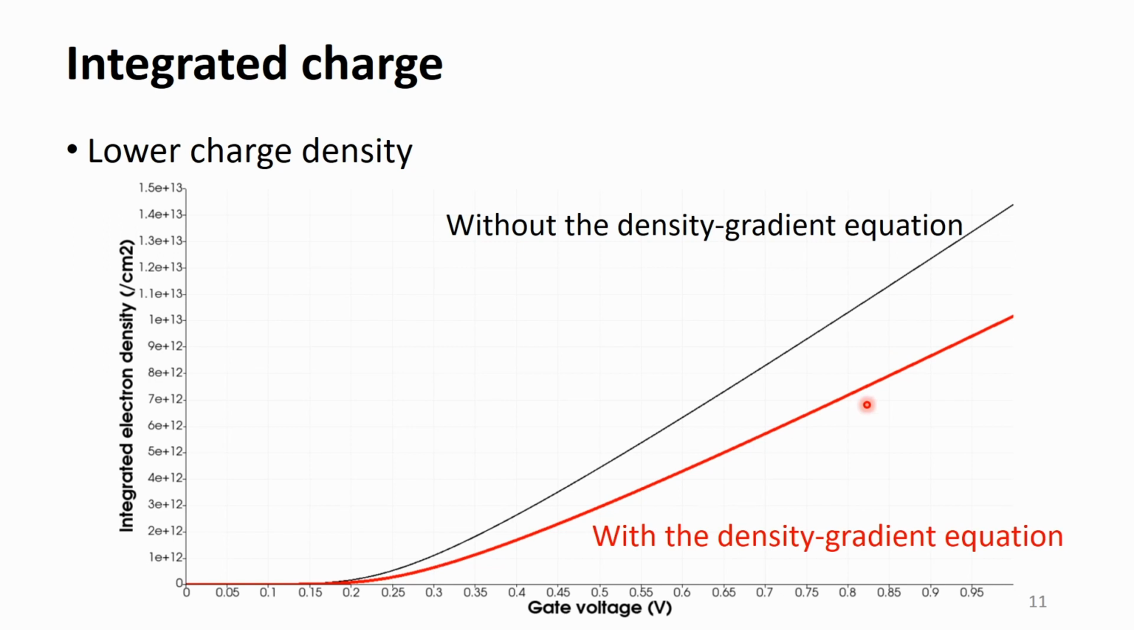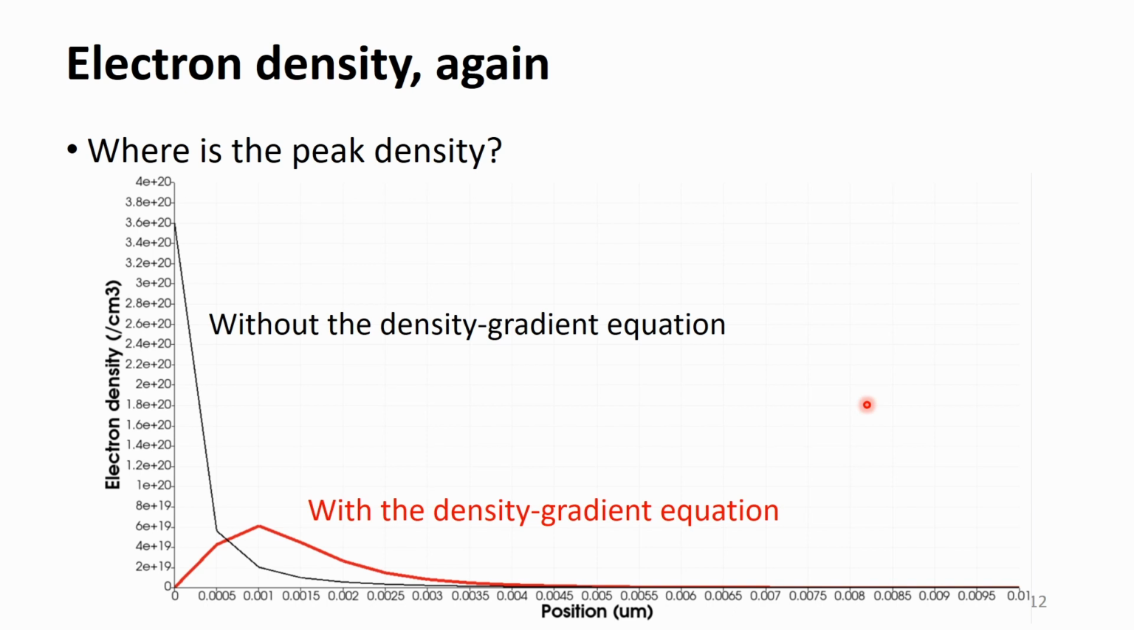Why do we have a reduced effective oxide capacitance? This figure compares the electron density along the vertical position. The black curve is the semi-classical result. As already discussed, it has peak density at the interface.